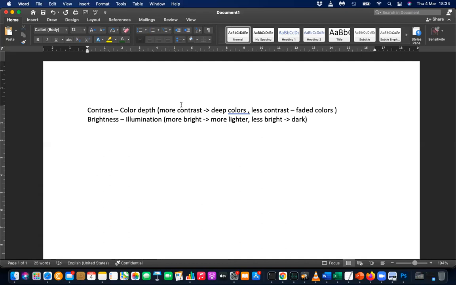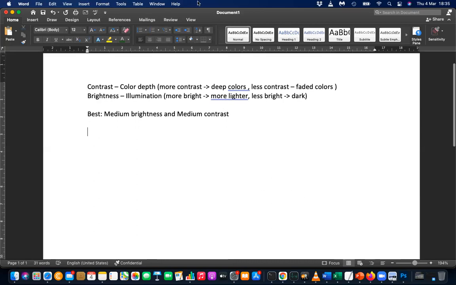In TVs you can adjust this, right? You can adjust the contrast. Too much contrast is again pain for the eyes. Too much lighter is again pain for the eyes. But less contrast is again blurry. Medium contrast and medium brightness is the best solution. So that is best. Okay, please write this down in your book.